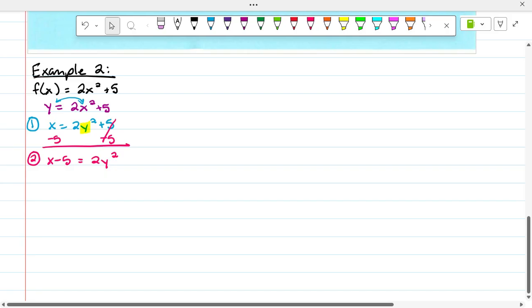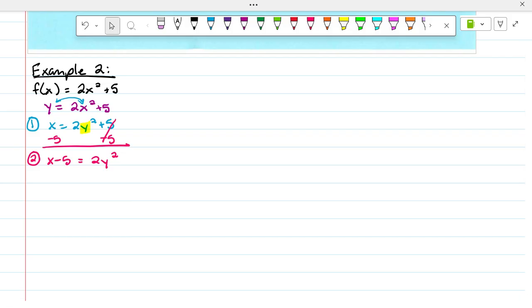All right. What's my next step? So I'm still trying to get the y by itself. Right. Divide by 2. So my new expression will be x minus 5 over 2 is equal to y squared.